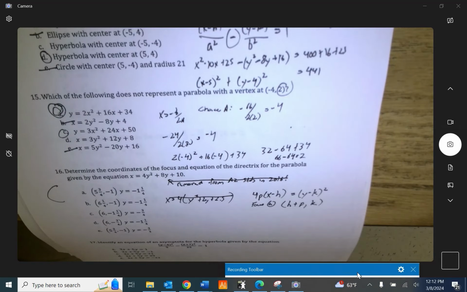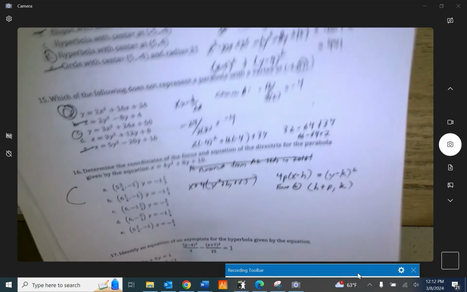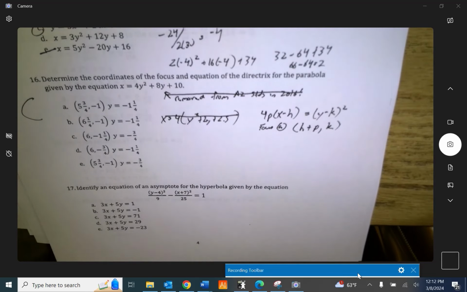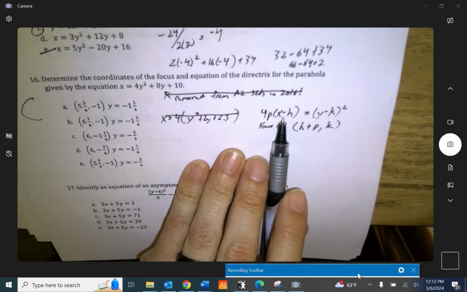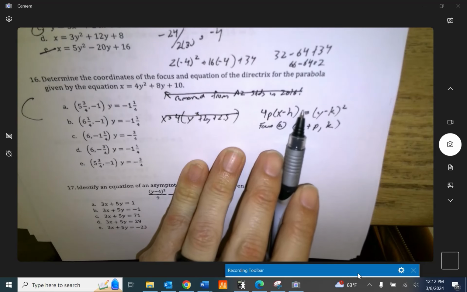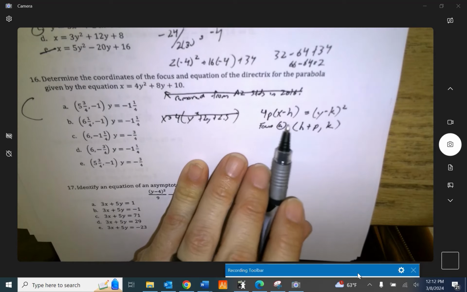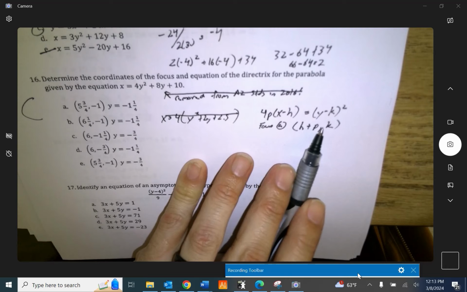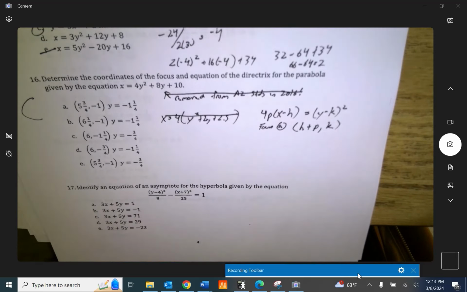Alright, so I paused because I had to go look at the old formulas because I hadn't done it in almost 8 years. There's a formula for everything. And that's one I didn't remember. Anyways, here's our formula. We're going to say we want this to look like 4p times x minus h is y minus k squared. And your focus is going to be at h plus p, comma, k. Good stuff, huh? Then we'll worry about the directrix. Directrix is something else.